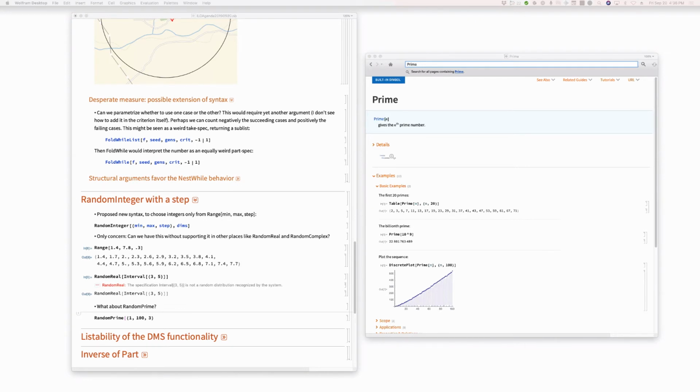Oh, wow. There's a notion of a safe prime where P minus 1 over 2 is also a prime. It's interesting. Okay. It sounds like an interesting function repository function.